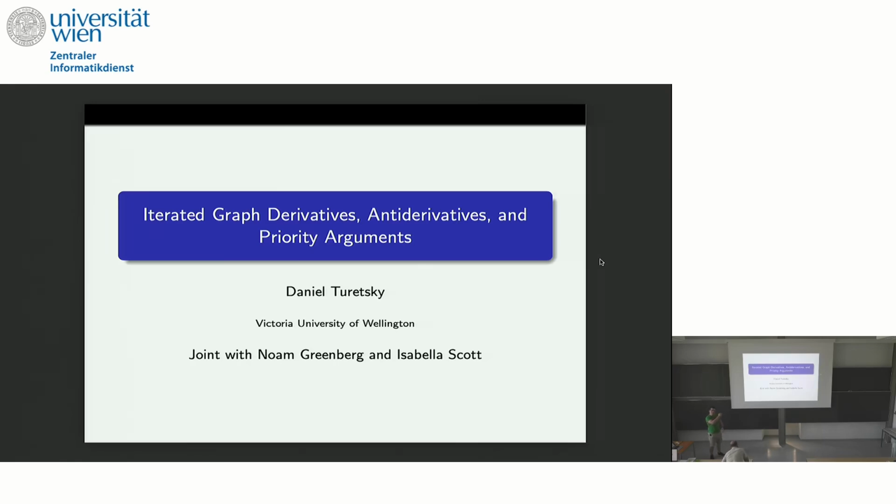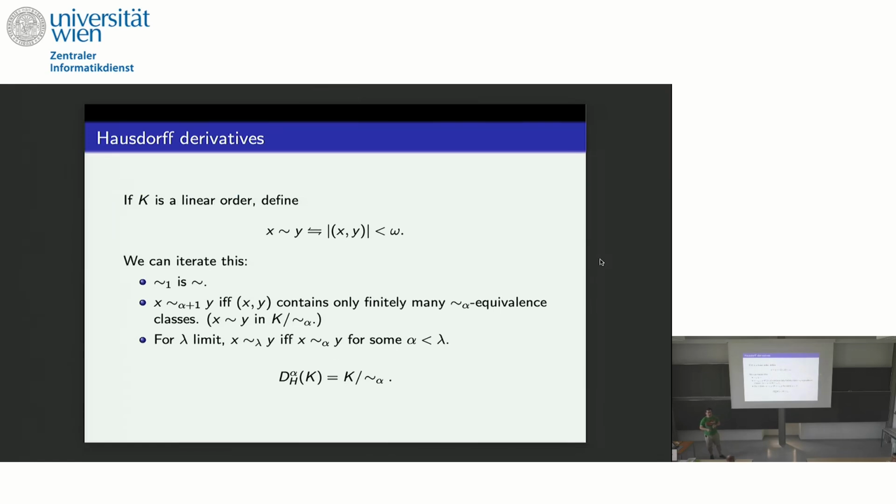Despite saying graphs, I'm actually going to start with linear orders. So here, K will be a linear order. I'm using K instead of L because in a little bit I'll talk about Gödel's L, and I didn't want a collision of notation. Let's talk about the Hausdorff derivative.